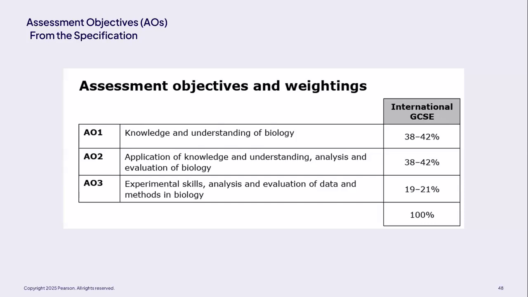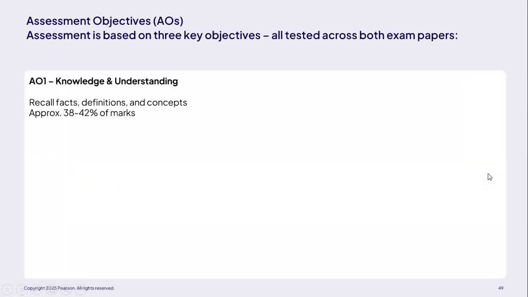So AO1 is knowledge and understanding of biology, and that accounts for between 38 and 42% on each of the papers. Both papers are the same, weighted the same. AO2 is application of knowledge and understanding and analysis and evaluation of biology. And AO3 is experimental skills and analysis and evaluation of data and methods. So that is the practical based assessment objective, and that accounts for between 19 and 21%.